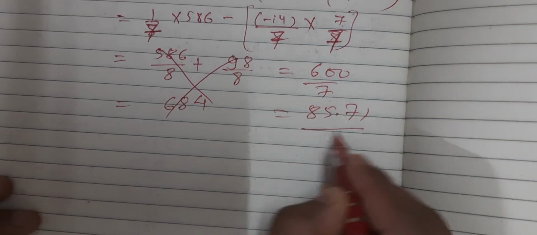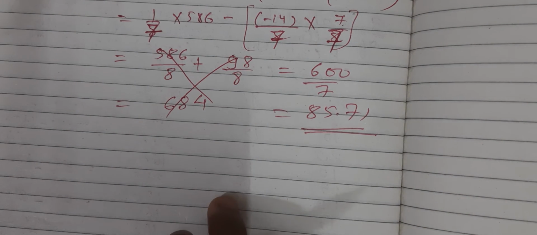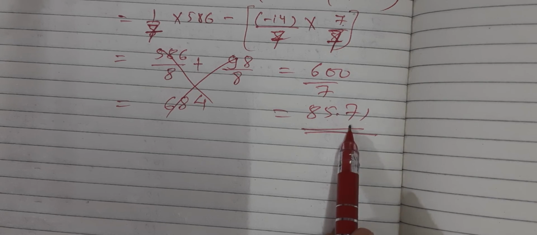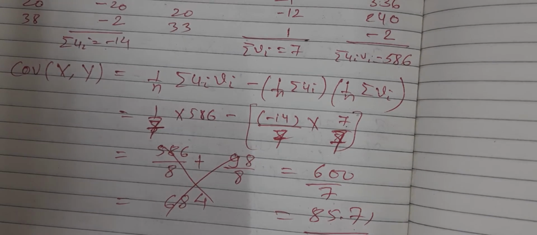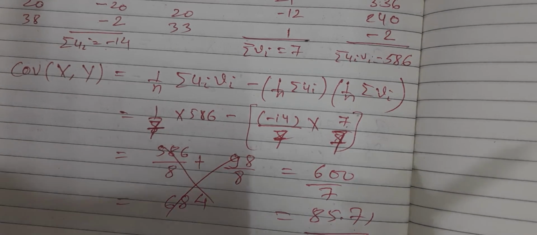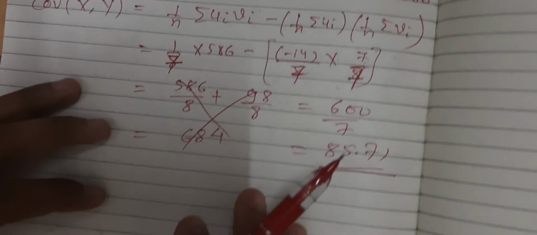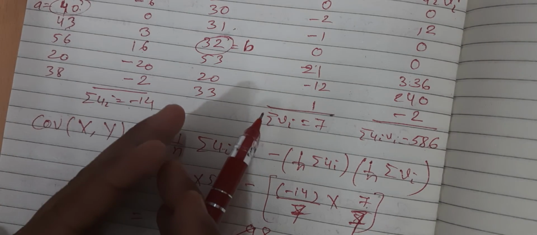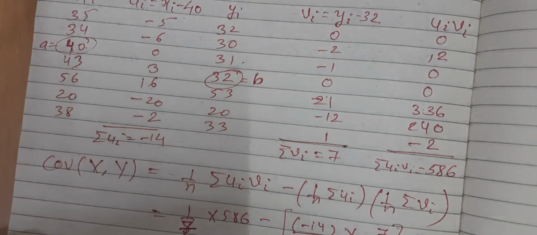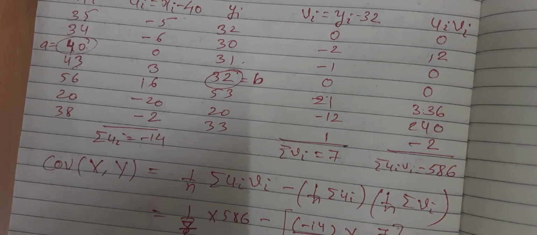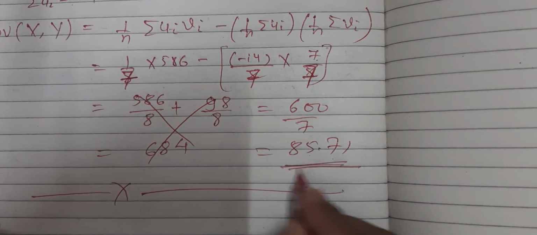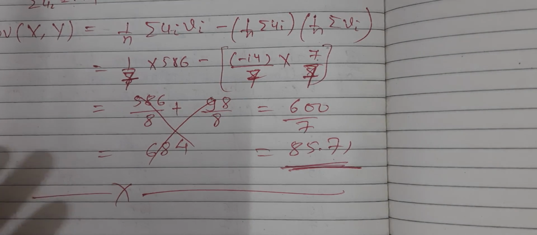So this is the answer. The covariance between x and y is 85.71. So we have used all the three formulas. We have done 3 questions by using all the 3 formulas. So whichever is easy, I think this one is the simplest way to find covariance, and the easiest way. Okay, so now this is our answer. Now you practice these questions.